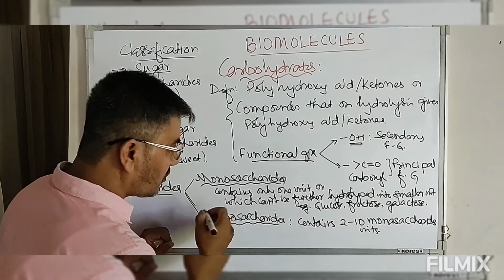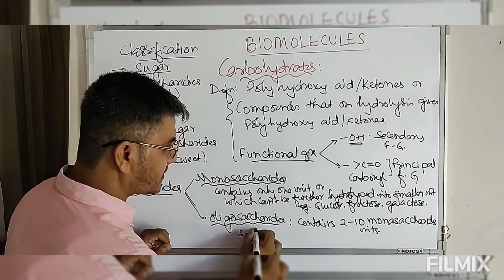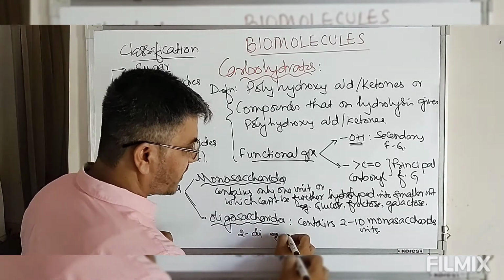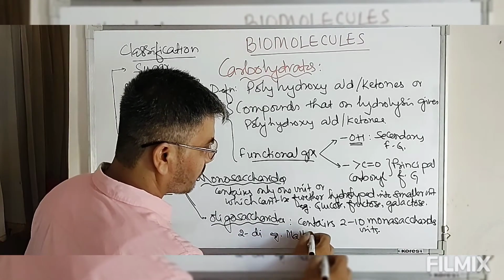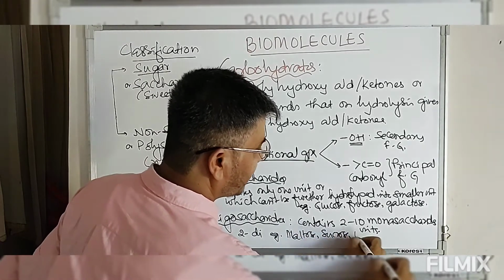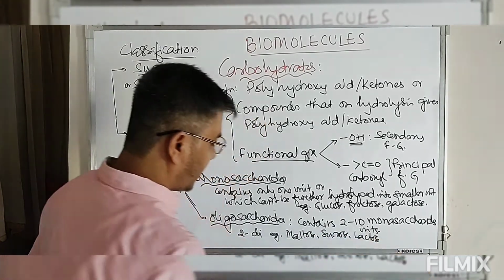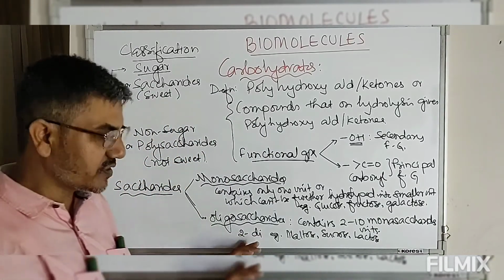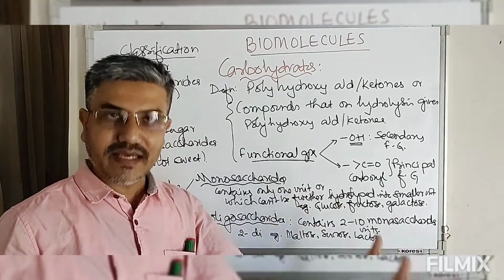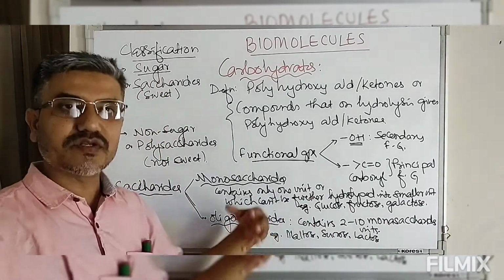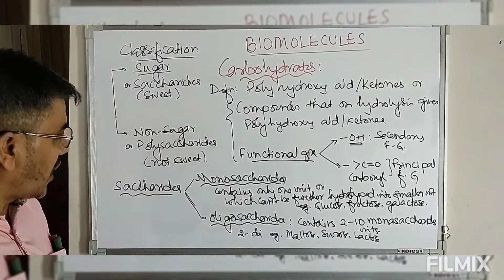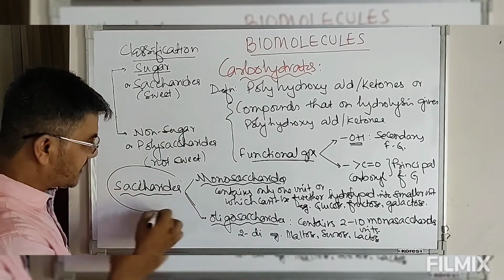So if the number of saccharide units is 2, we say this is disaccharide. Examples of disaccharide are maltose, sucrose, lactose, etc. If the number of saccharide units is 3, we have tri. If the number of saccharide units is 10, we have deca. If the number of saccharide units is 5, we say this is pentasaccharide. So this is how saccharide is subclassified.